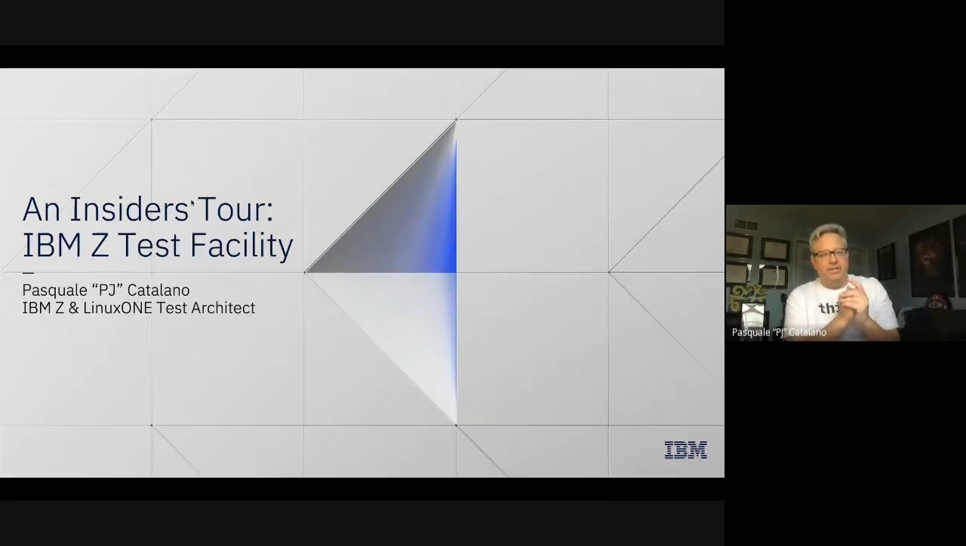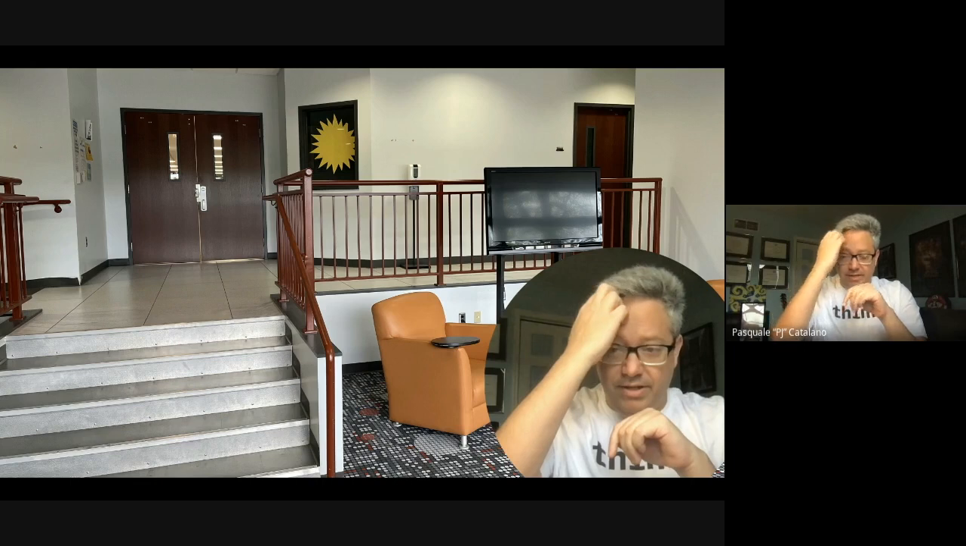As I already mentioned, my name is PJ Catalano. I am the test architect for this facility. Now, this facility is based in Poughkeepsie, New York. As I said, we are right along the Hudson River, which is a big river that runs from the Atlantic Ocean all the way through New York up into Canada. It is a big river. And one of the advantages we have of our location is actually utilizing some of the natural cooling from the river to cool our data centers.